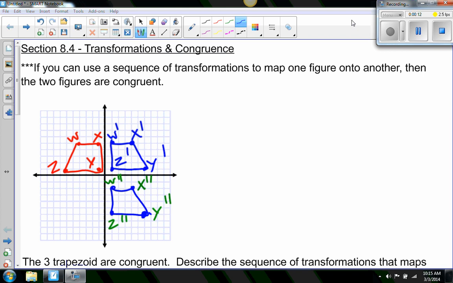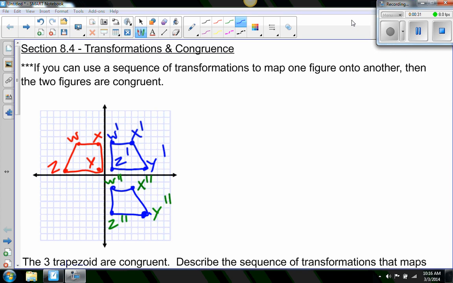So transformations, remember, can be a translation, which is just sliding it from one place to another. It could be a rotation, it could be a reflection, any of those that we've covered so far. And then remember that the word congruent means equal, okay?